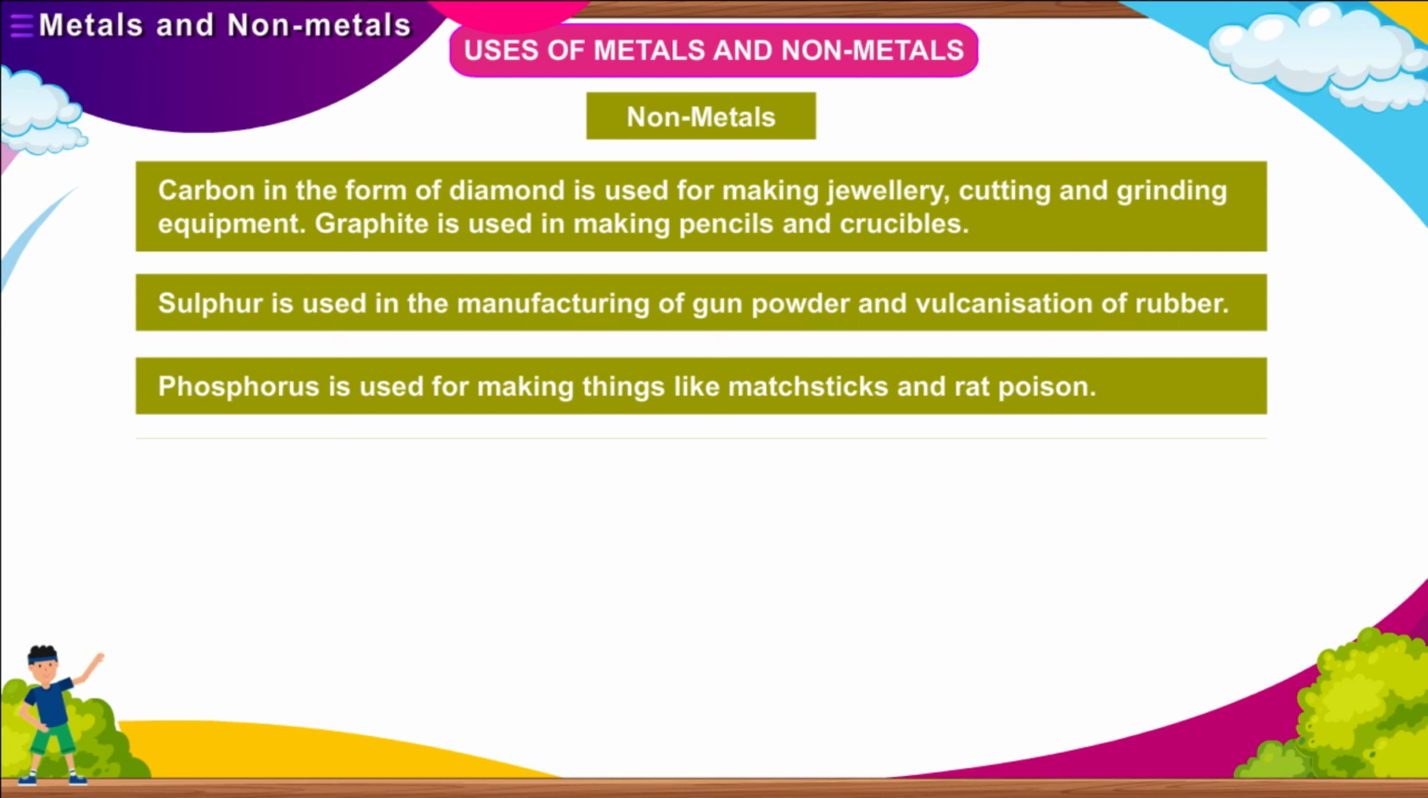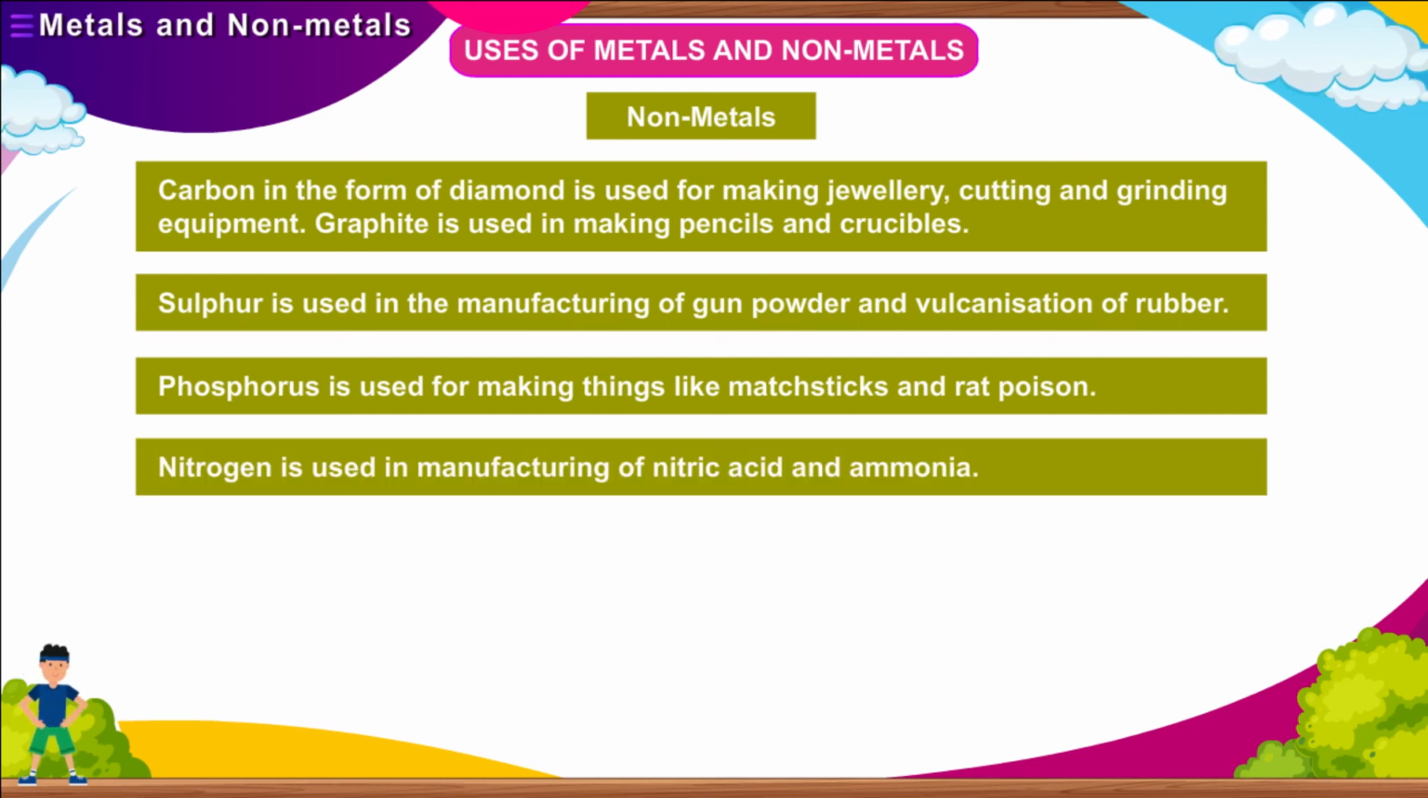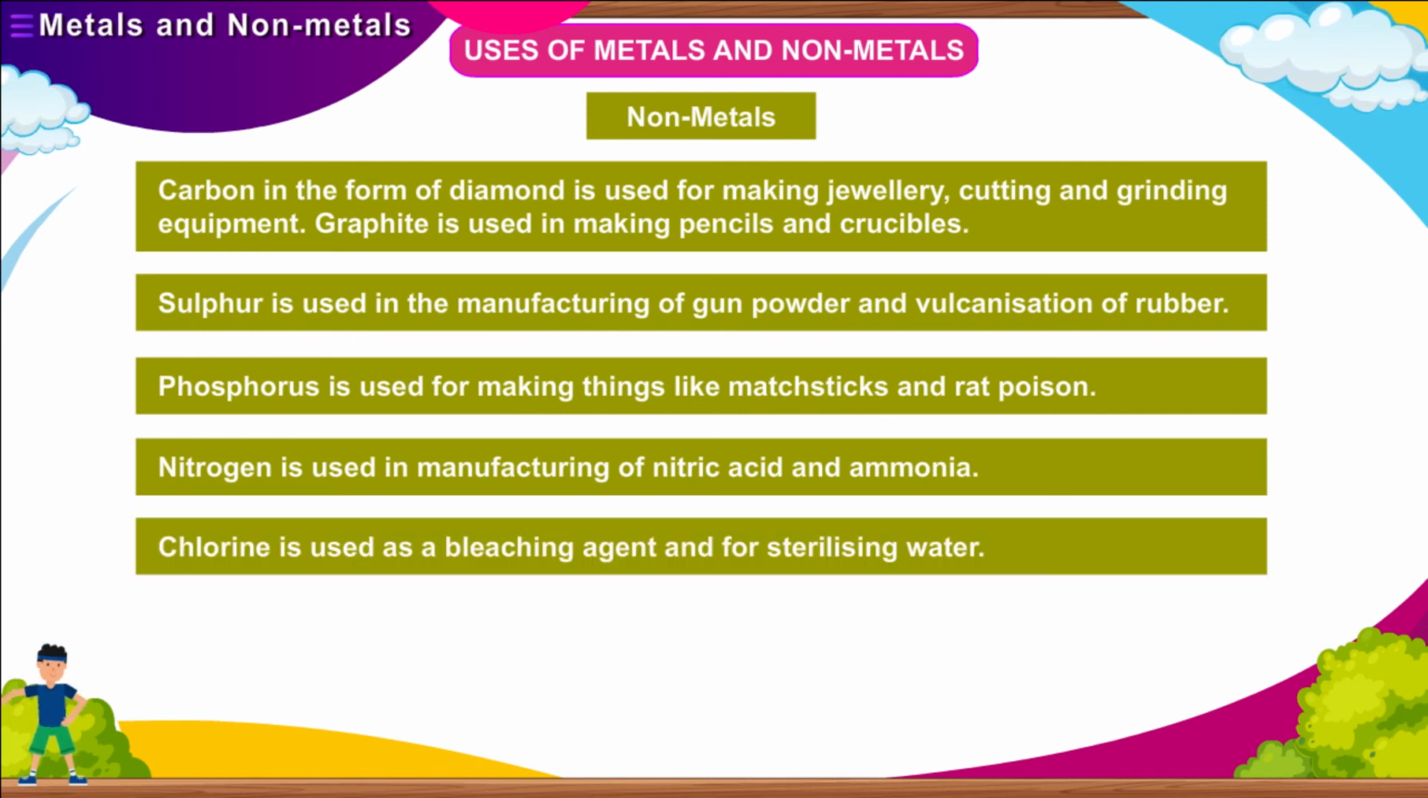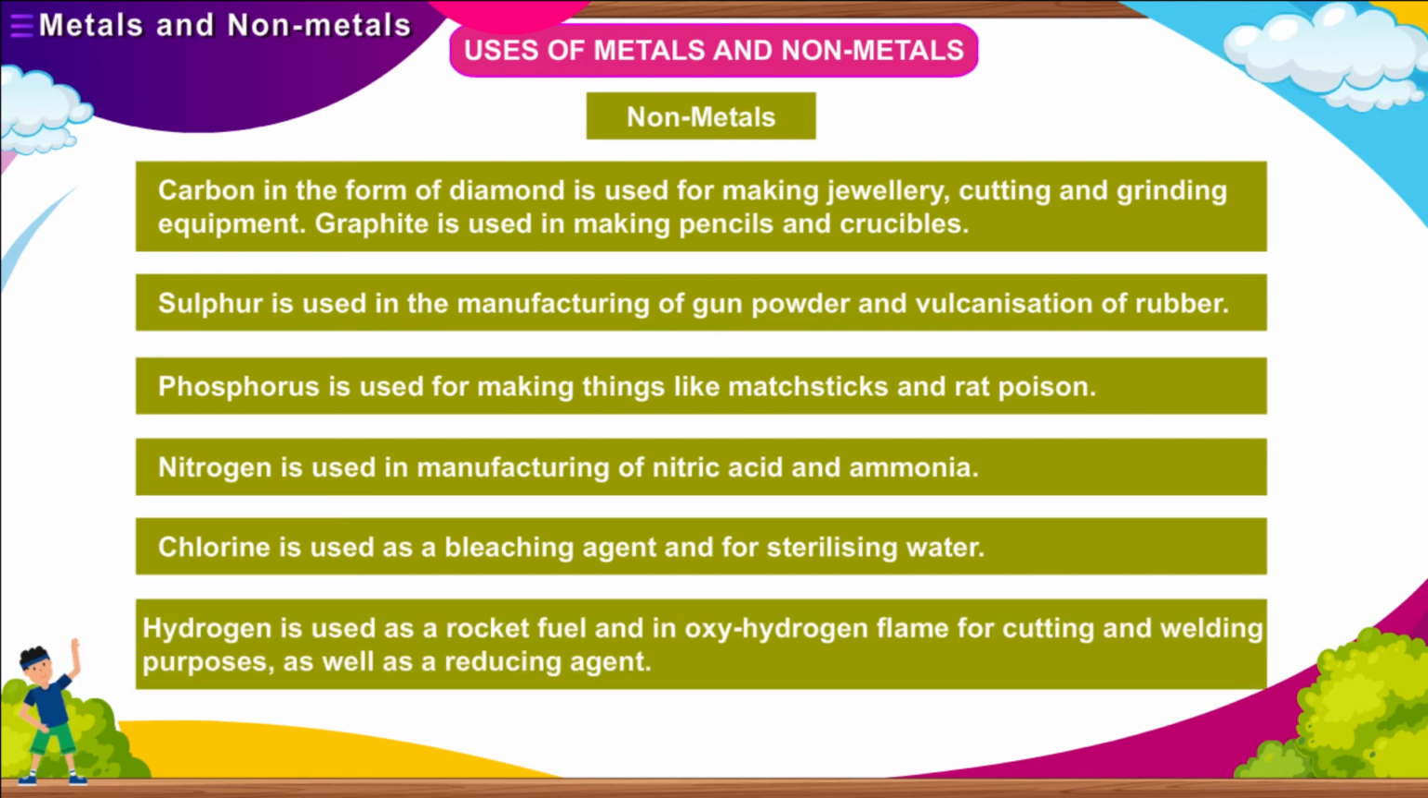Phosphorus is used for making things like matchsticks and rat poison. Nitrogen is used in the manufacturing of nitric acid and ammonia. Chlorine is used as a bleaching agent and for sterilizing water. Hydrogen is used as a rocket fuel and in an oxyhydrogen flame for cutting and welding purposes, as well as a reducing agent.